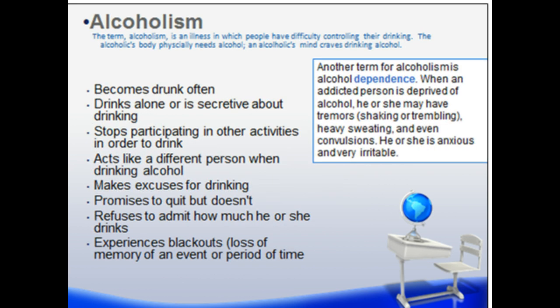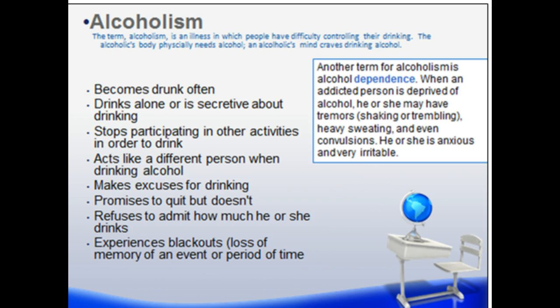Alcoholism. The term alcoholism refers to an illness in which people have difficulty controlling their drinking. The alcoholic's body physically needs alcohol. An alcoholic's mind craves drinking alcohol. Another term for alcoholism is alcohol dependence. When an addicted person is deprived of alcohol, he or she may have tremors, shaking or trembling, heavy sweating, and even convulsions. He or she is anxious and very irritable.